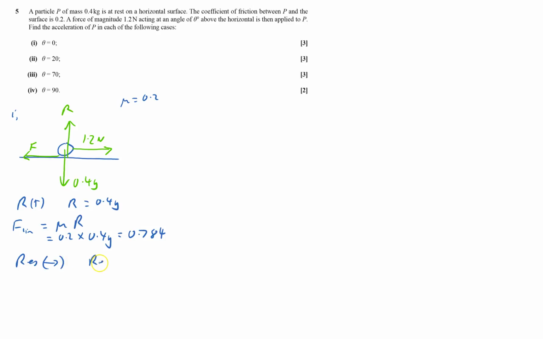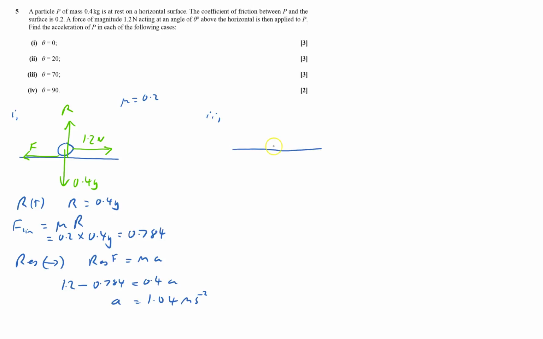And now I can resolve to the right, and I'm going to have to say the resultant force equals the mass times acceleration. What have I got going to the right? Well, I've obviously got the 1.2, nothing else going there, but I've got the minus F. So it's 1.2 minus, I've just worked it out, 0.784 equals the mass, which is 0.4, times a, and that gives me that a equals 1.04 meters per second squared.